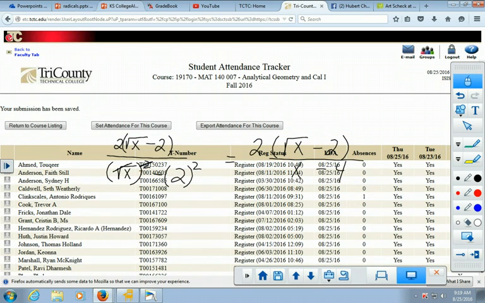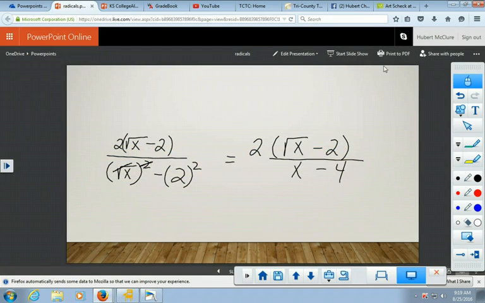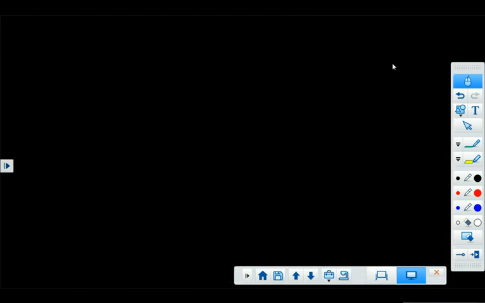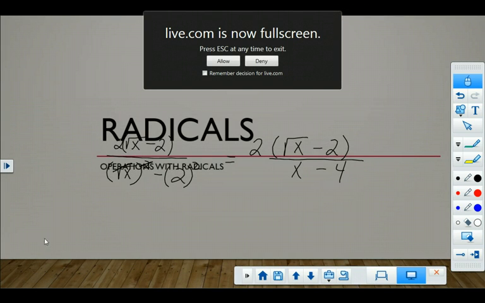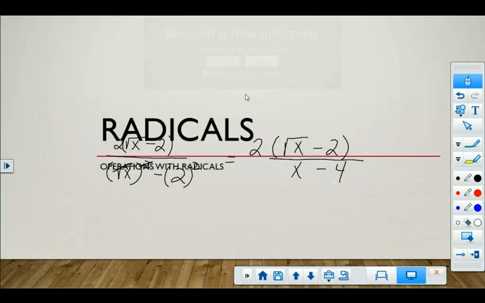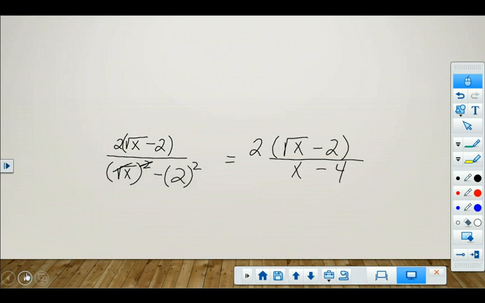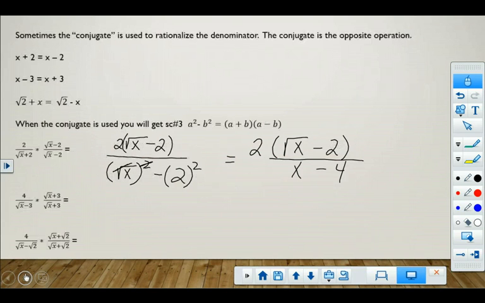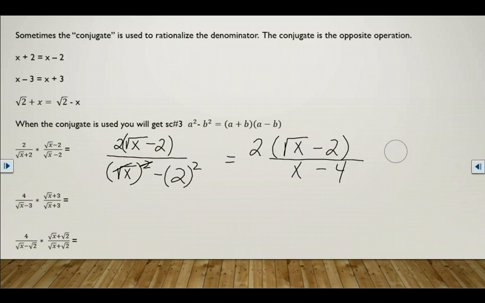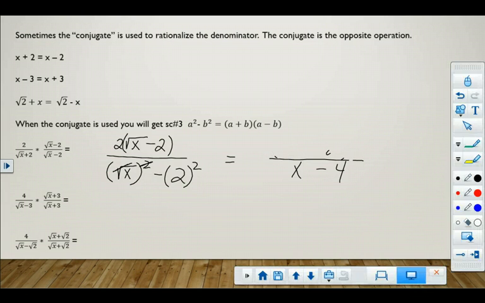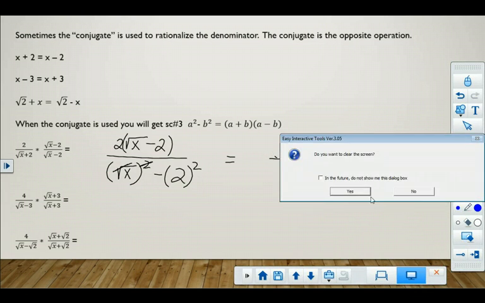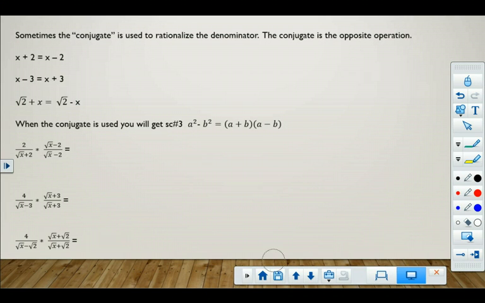All right, let's go back to our radicals slideshow. And I hit the wrong button. Great. I ain't doing that. That takes too long. There we go.